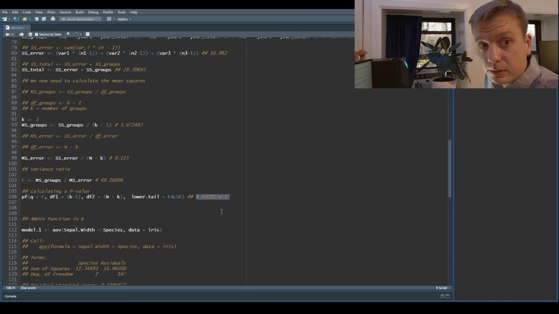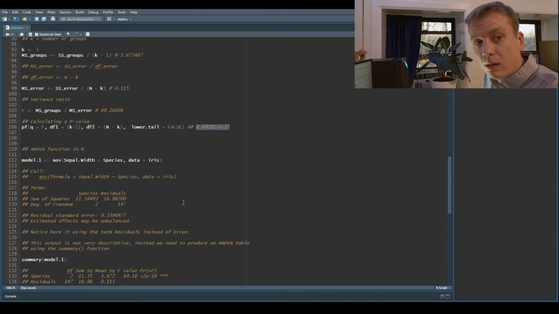This is extremely small, and so this means that, of course, it's smaller than 0.05. We reject the null that the means are the same. At least one of these means is different from the other. At least one of these groups is different from the other.